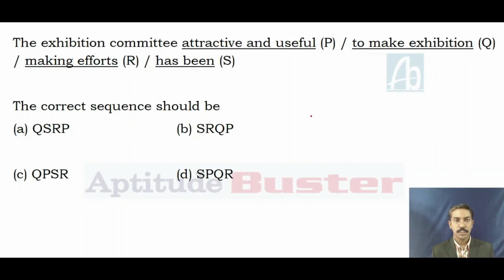This question is much simpler. The exhibition committee has been making efforts. That's how it has to be. You have subject, next it should be verb. Thereby we can be very sure, yes, R must be the proper sequence. And as we apply, option C and D get eliminated. We are left with A and B. And if you read through the sequence itself, we would identify the right choice as option B. The exhibition committee has been making efforts to make exhibition attractive and useful.